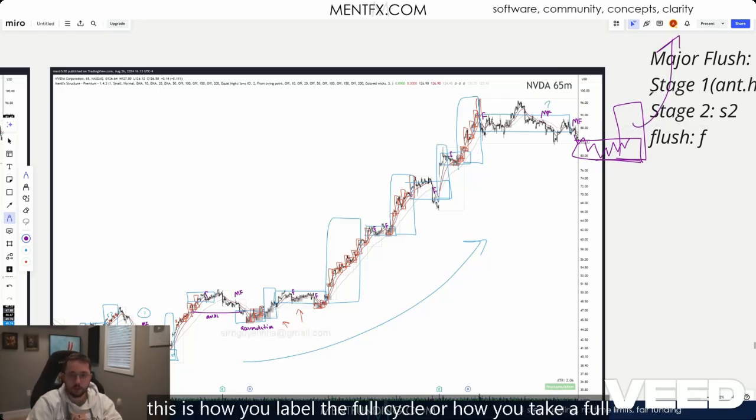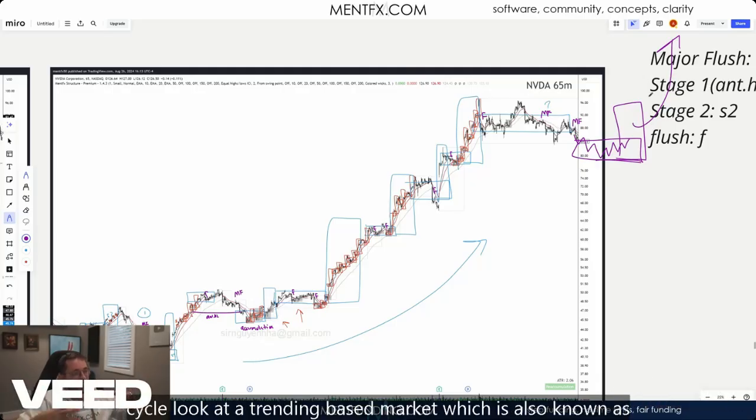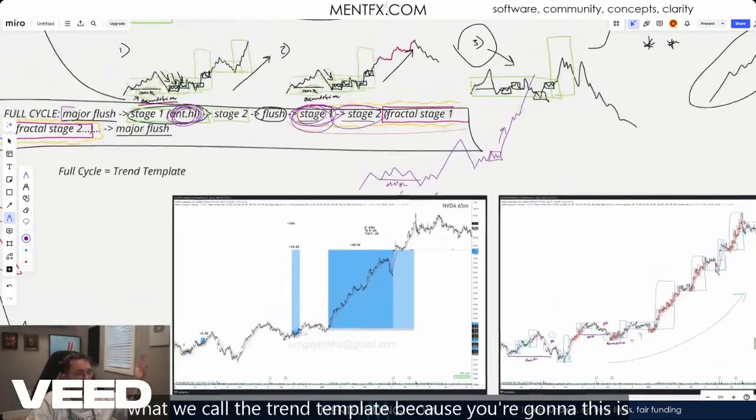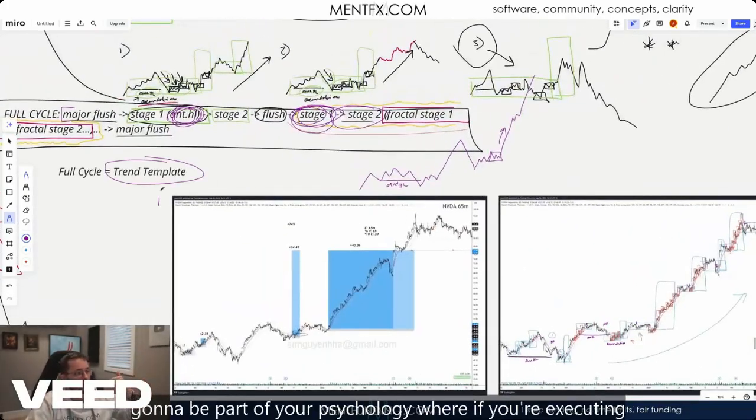So this is how you label the full cycle, or how you take a full cycle look at a trending-based market, which is also known as what we call the trend template, because this is going to be part of your psychology, where if you're executing within a trend template, that is you doing the work. That is you following the process. That is what you should be doing as a trader, okay?